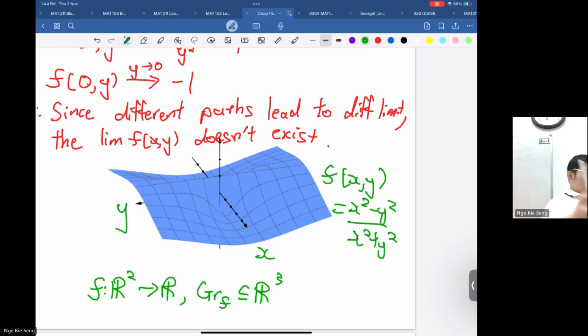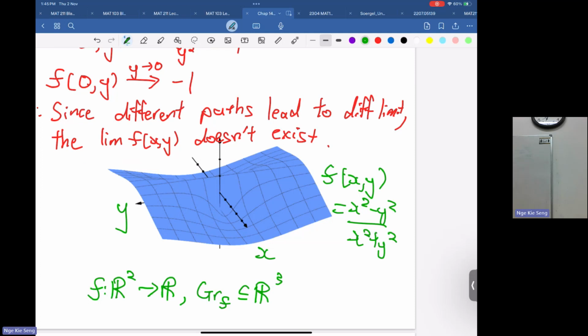You should think of the domain this way: R2 is a plane, and I'm telling you how this plane sits inside R3. What's the additional R doing? The additional R tells you the height of the plane. So how can this describe a mountain?